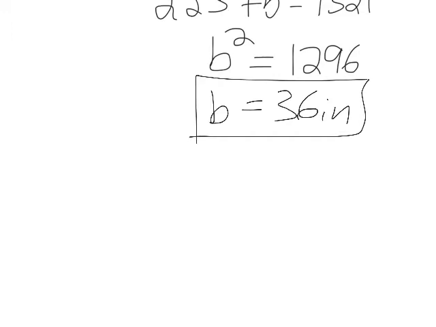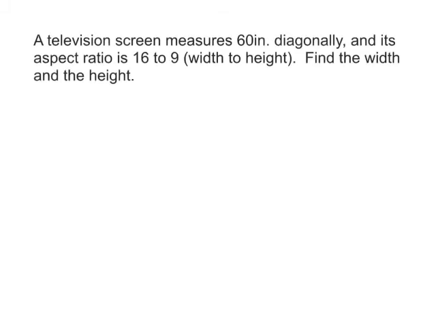This one's going to be a little bit more like, well, actually it is, the example in the book at the very end of the section. I want to say maybe example 7. I'm not for sure. All right, our next problem says a television screen measures 60 inches diagonally and its aspect ratio is 16:9. That means the ratio of the width to the height. Find the width and the height of the television screen, okay? So we'll start out with a picture.